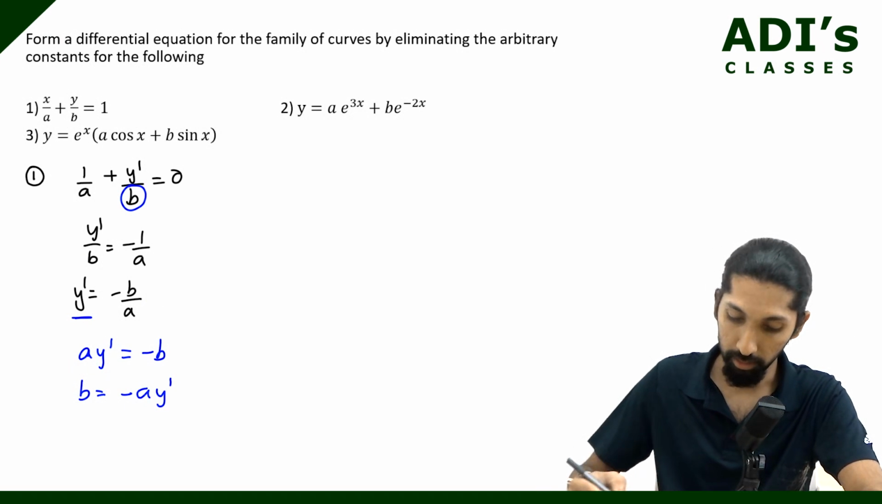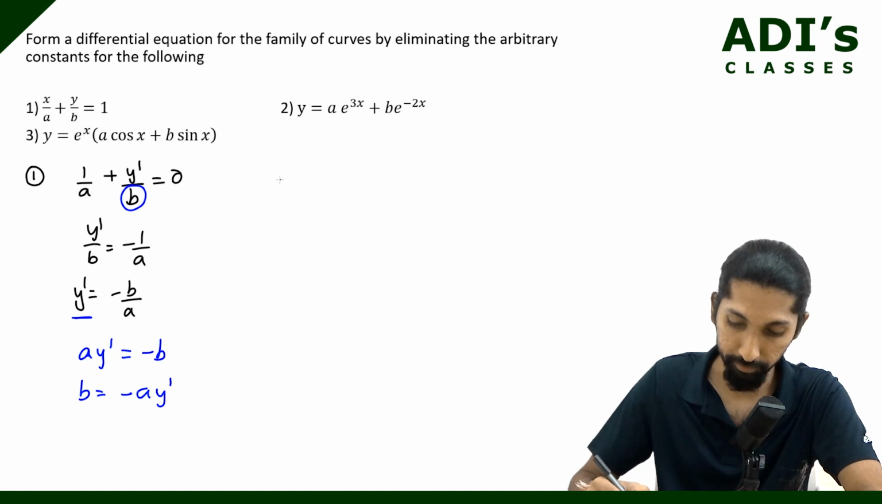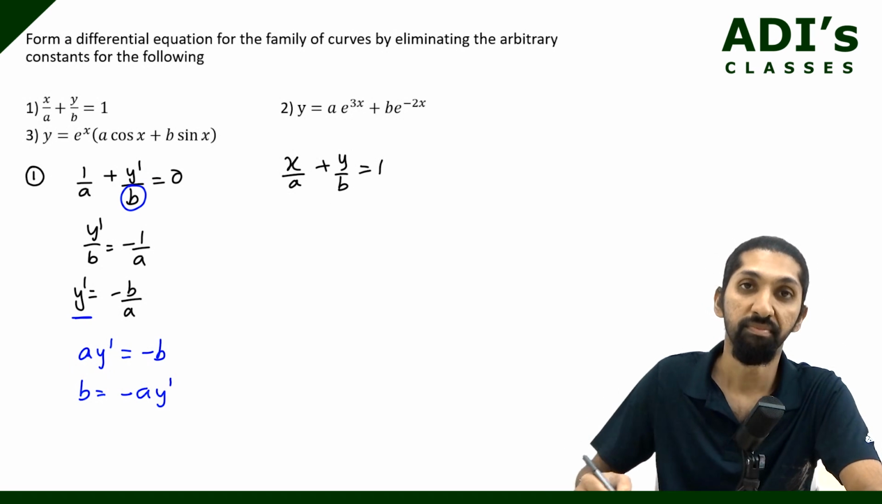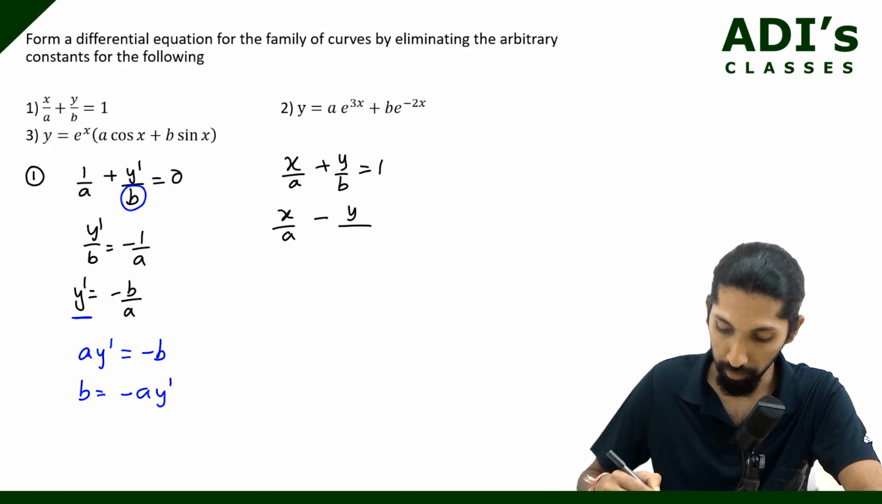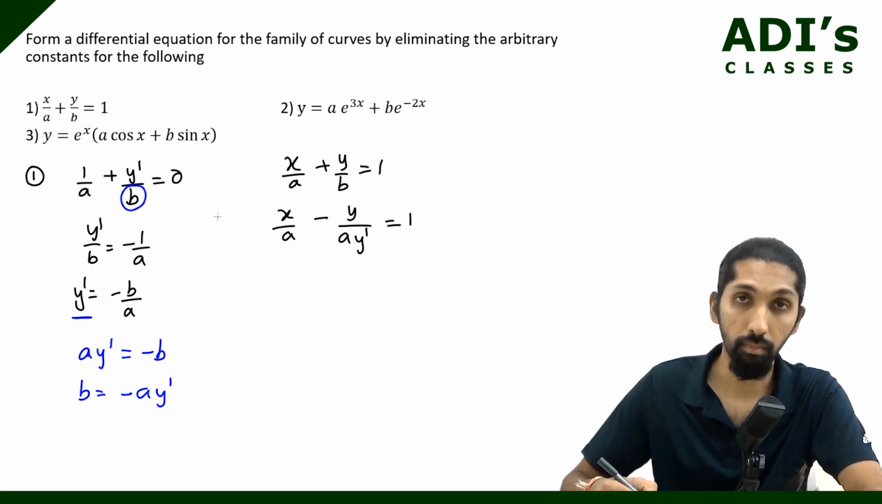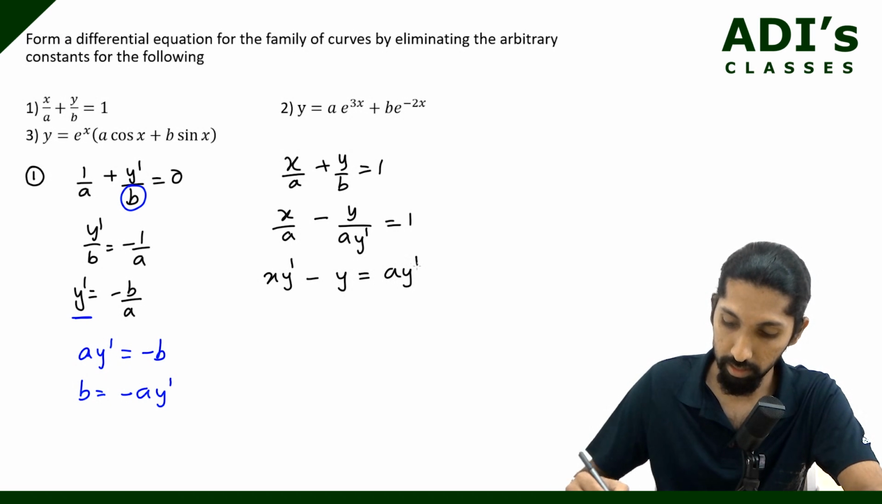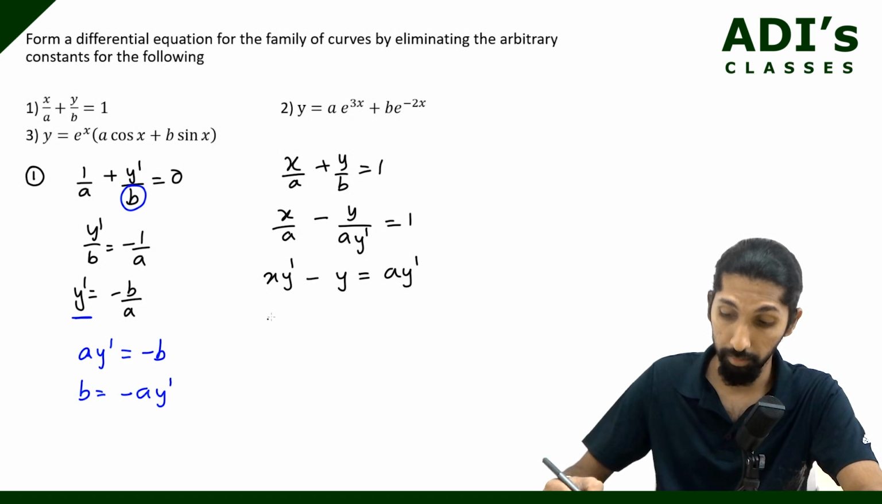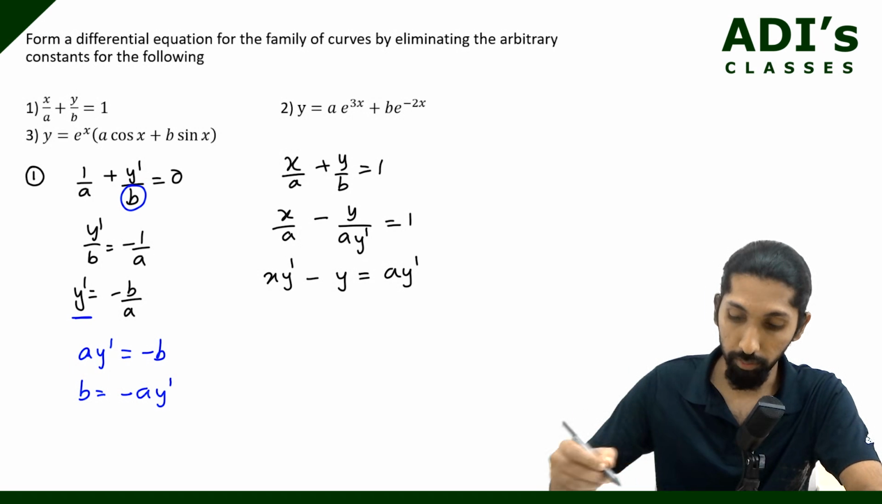So if you do that, you'll get, in the equation x/A + y/B = 1, x/A minus y divided by A y' is equal to 1. Correct. Now you can write this as x y' minus y is equal to A y'. Right? Because A y' is the LCM. Fair enough? Now what do we have?